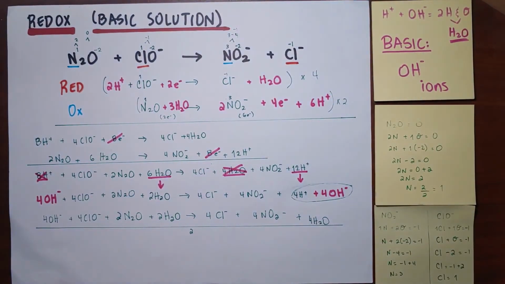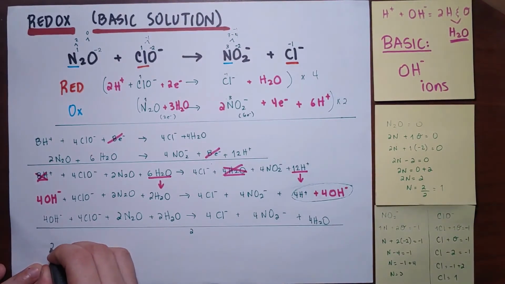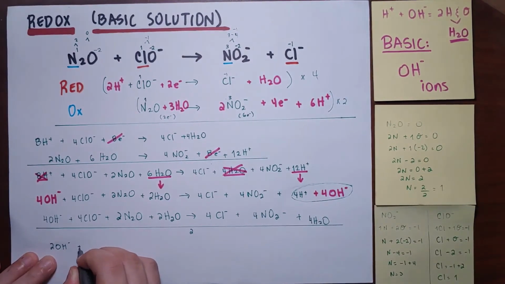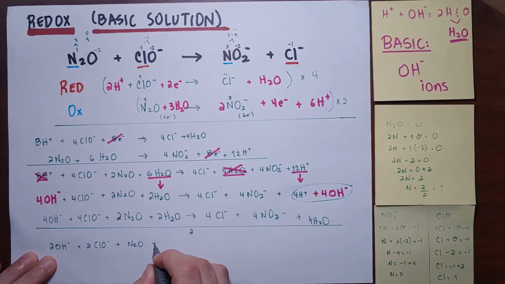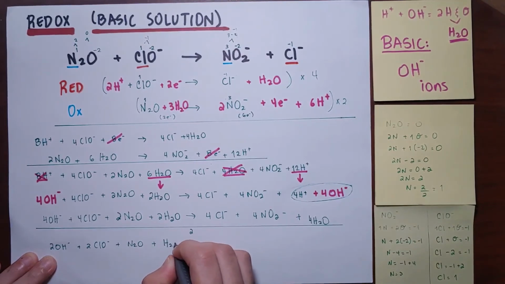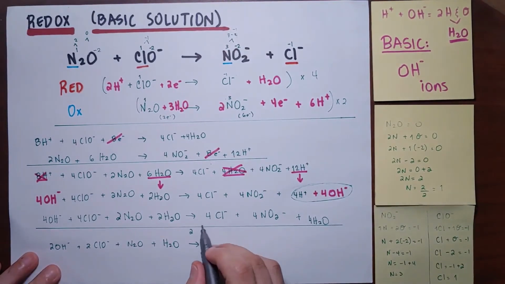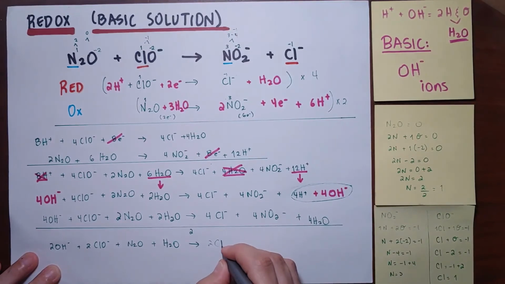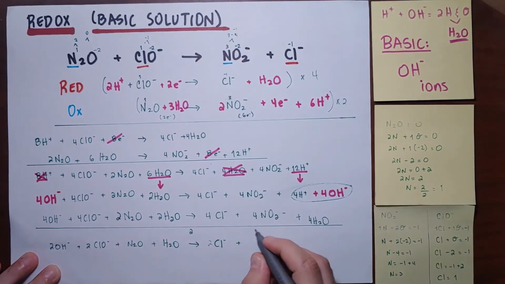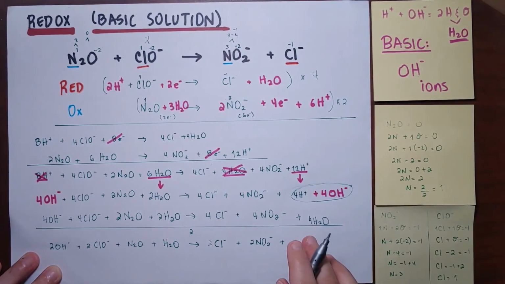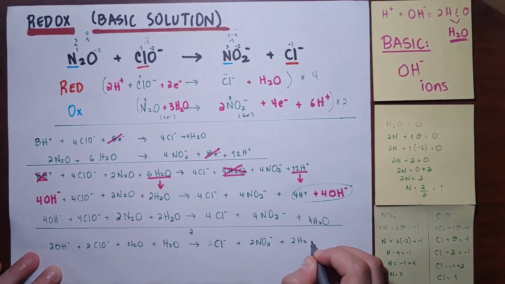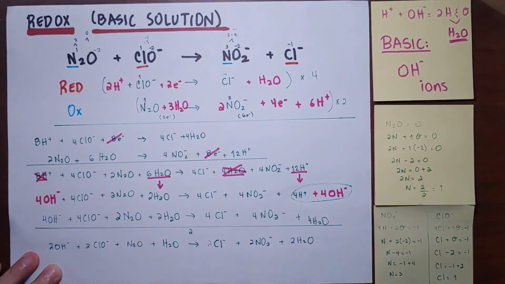And I will have 4 divided by 2, 2 OH minus ions, plus 4 divided by 2, 2 ClO minus, plus 2 divided by 2 is 1 N2O, plus 2 divided by 2 is 1 water, produce 4 divided by 2, 2 chloride ions, plus 4 divided by 2, 2 NO2 minus ions, plus 4 divided by 2, 2 waters.